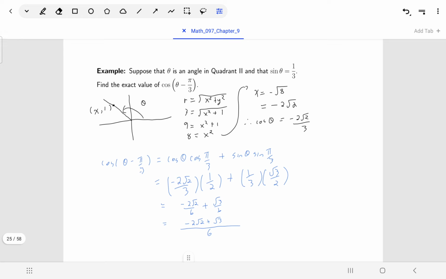One thing that's nice to note here: we never actually needed to figure out what theta is, or how big an angle it is. All we needed to know was that it was in quadrant 2, and once we knew the value of sine, we used that to find the value of cosine. And then once we had that, we were able to find cosine of theta minus pi over 3. Just lovely.